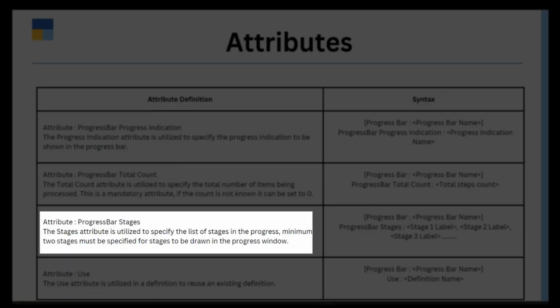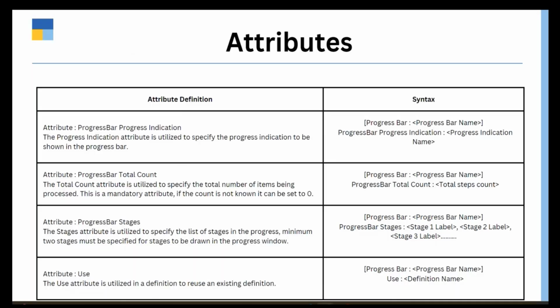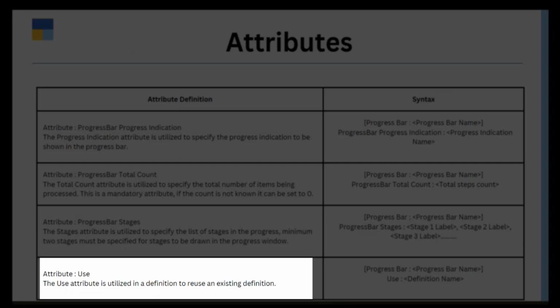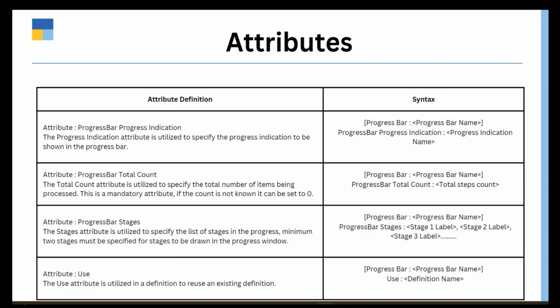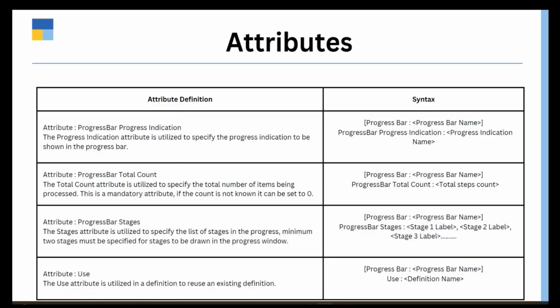The next attribute we have is stages. It is used to specify the list of stages in the progress. Minimum 2 stages must be specified for stages to be drawn in the progress window. The syntax for the same is as shown: attribute name, which is stages, followed by defining stages with their label. The next attribute we have is use. This attribute is utilized to specify reuse of an existing definition, and the syntax for the same is as shown: attribute name, which is use, followed by defining the existing definition name.